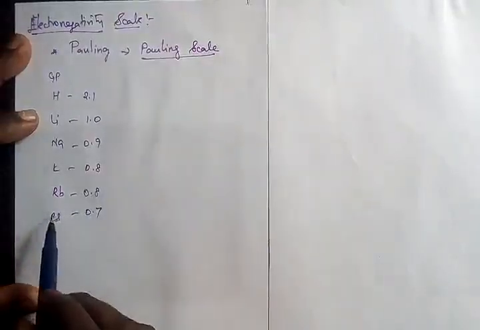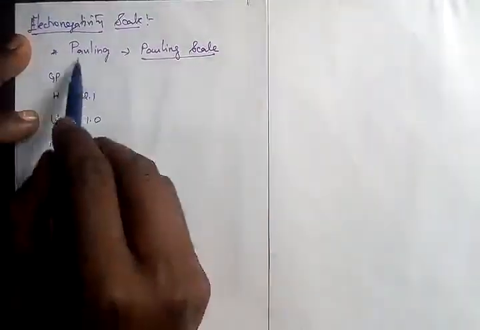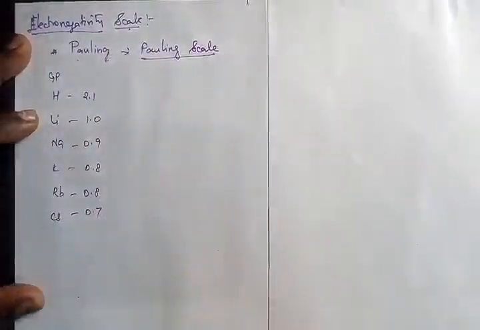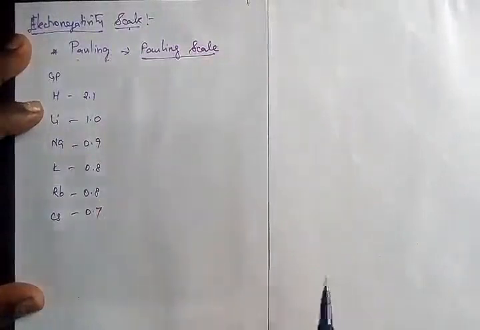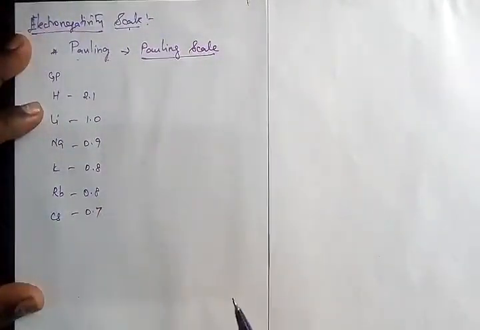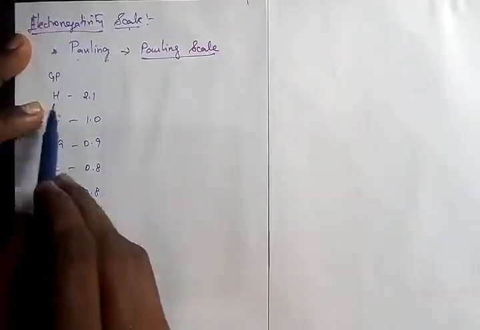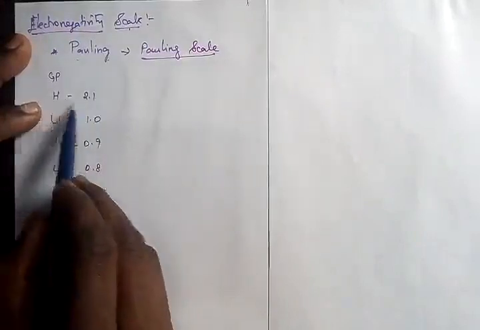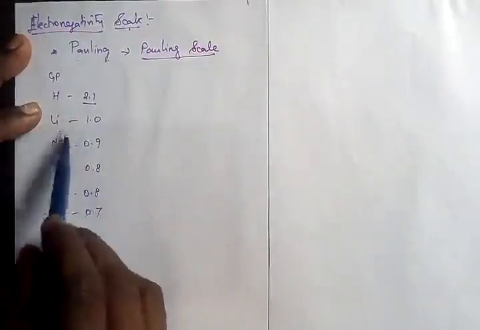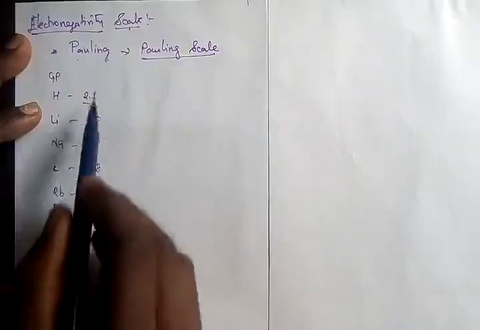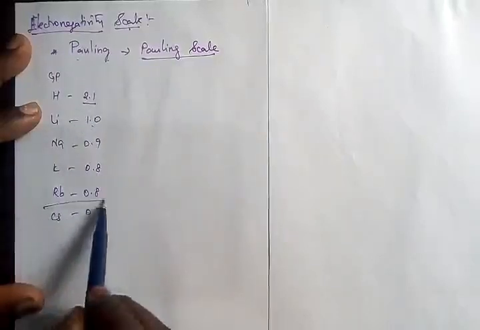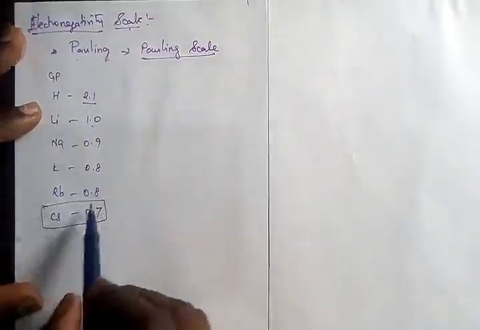So he has predicted the electronegativity value based on the bond dissociation energy, ionization energy, electron affinity, and nature of the atom. By using this, he has calculated the electronegativity value of hydrogen is 2.1, lithium is 1.0, right? So these are the values he predicted. Look at this last one, we'll come back to this later.